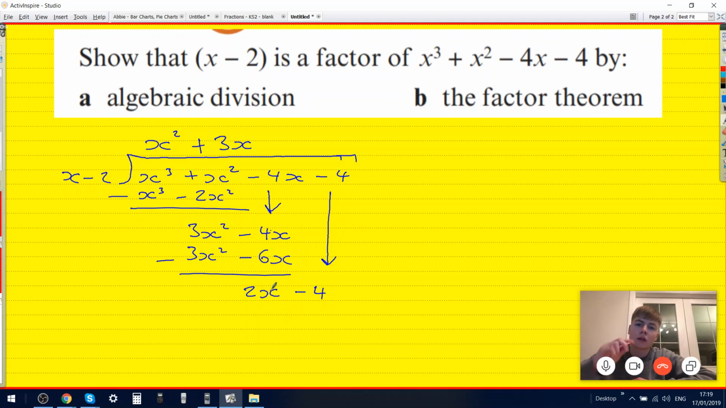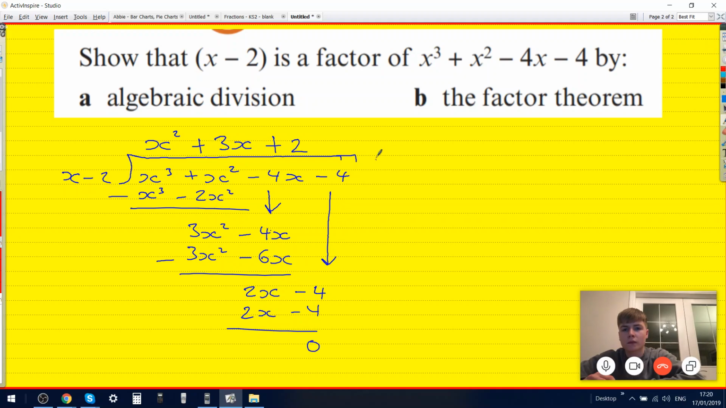Now you divide it in. So how many? So 2x divided by x. Is it just x? Or is it 2? Sorry. Yeah. So plus 2, and so you multiply the outside by 2. So 2x minus 4. 2x minus 4, and so we get no remainder.